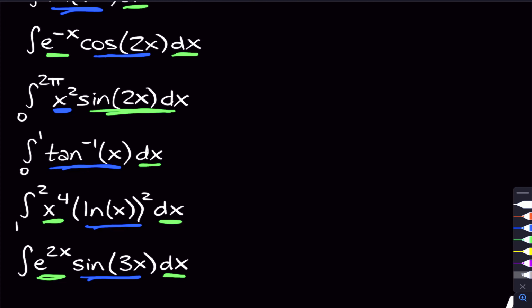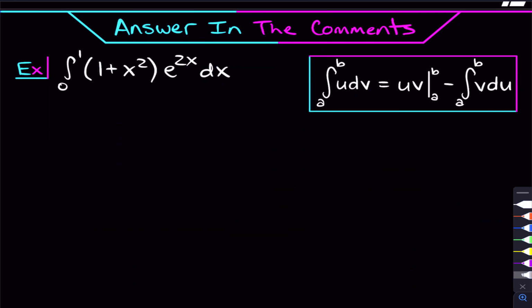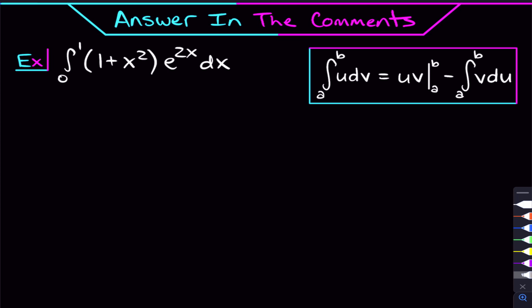So hopefully you feel a lot more comfortable with integration by parts now, and if you're feeling pretty good with this, then here's a problem for you to try and answer in the comments. Here we have the integral from 0 to 1 of 1 plus x squared times e to the 2x dx.